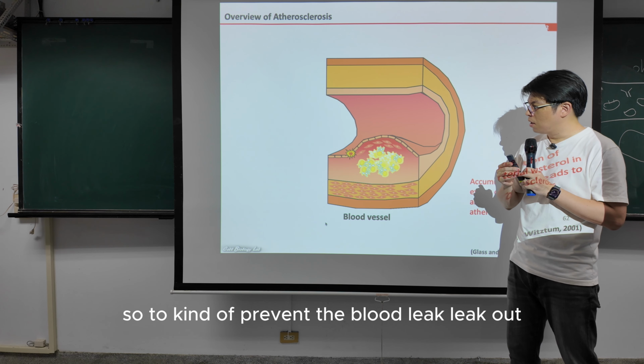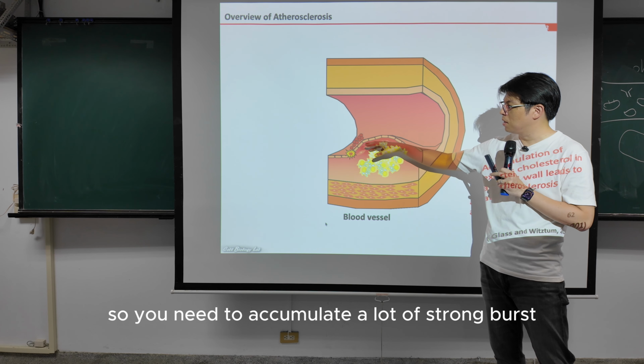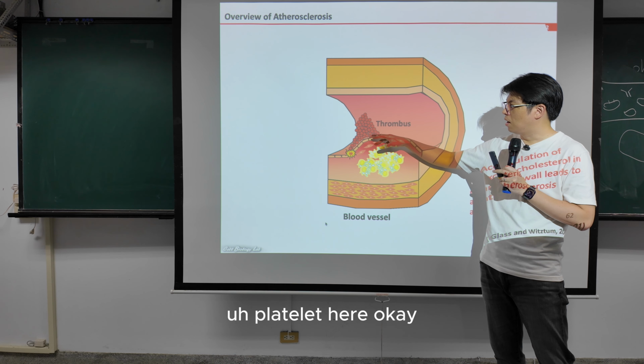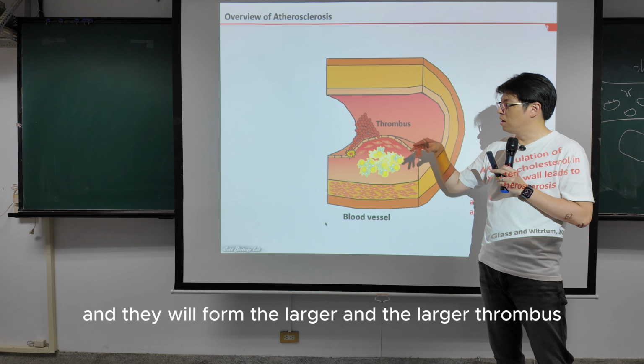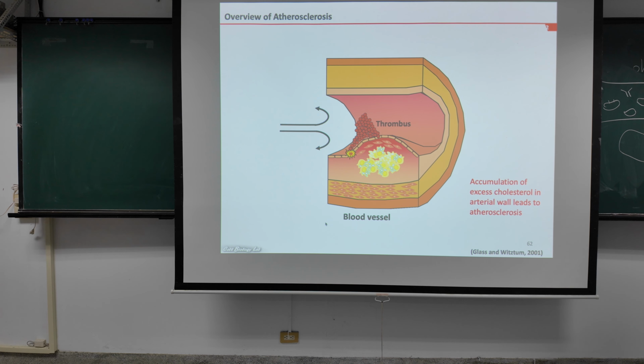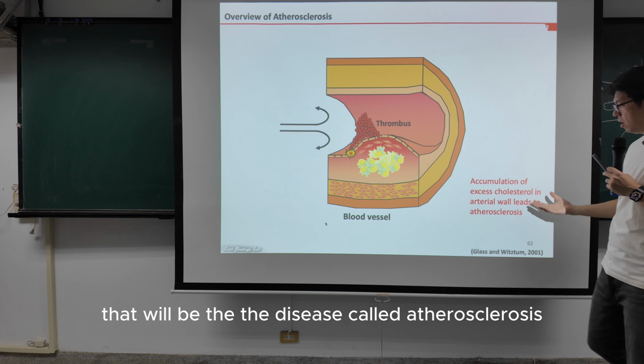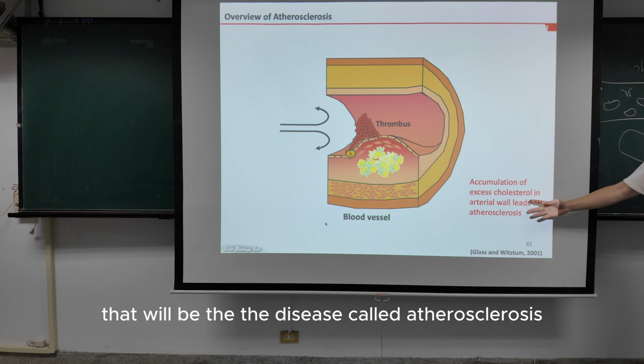So to prevent the blood from leaking out, you need to accumulate a lot of thrombus platelets here, okay? And they will form a larger and larger thrombus. And finally, it will block the bloodstream and trigger a heart attack. That will be the disease called atherosclerosis, okay?